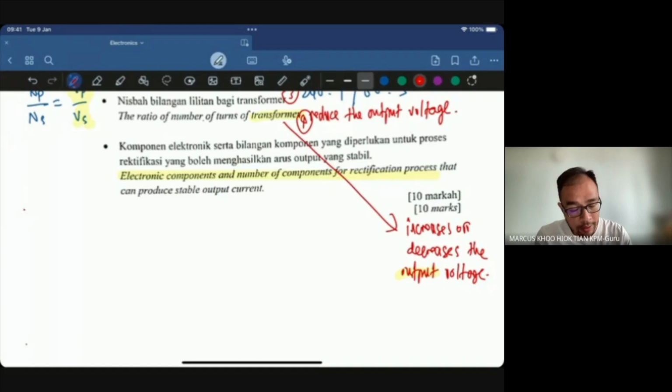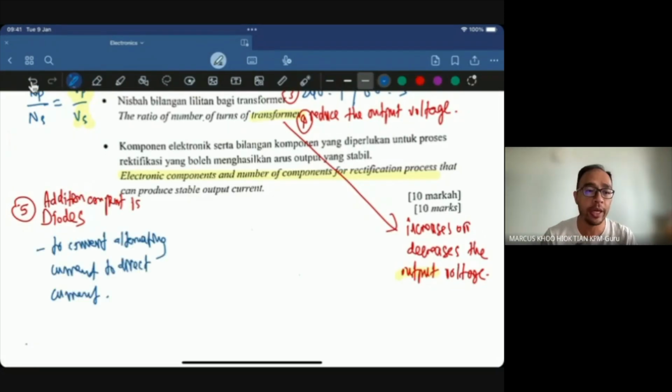The first one is diodes, an additional component. Okay, is diodes. And the reason for this, diode is always to convert alternating current to direct current.